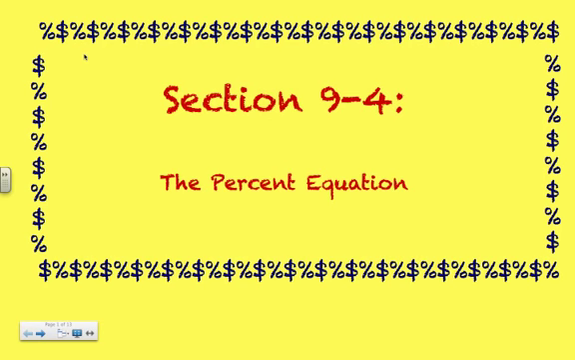Now this one's going to be very similar to section 9.2 when we did the percent proportion, because it really is the percent proportion. It's just written, instead of as a proportion, as an equation. And again, you're going to see the part, the base, and the percent in this equation, and you are going to get 2 out of 3 and need to solve for the third.